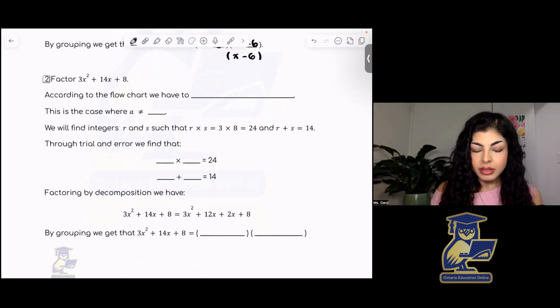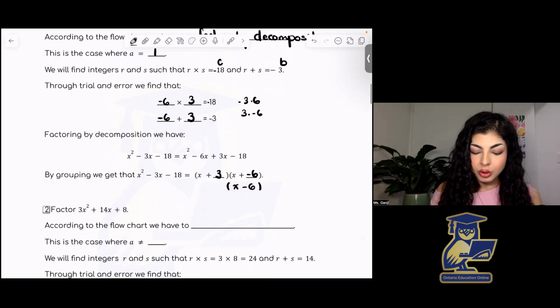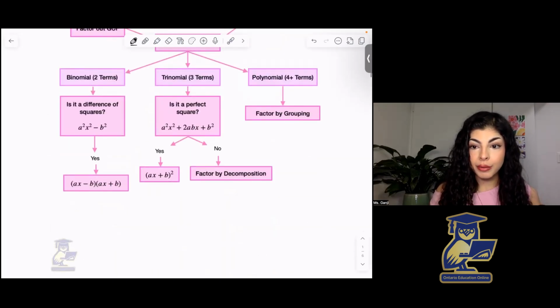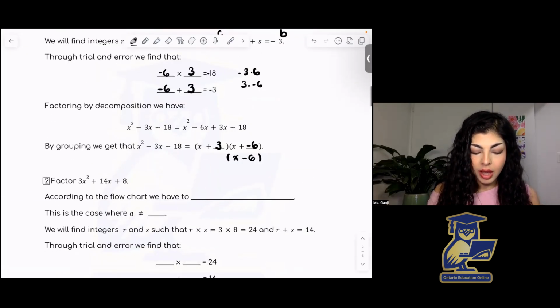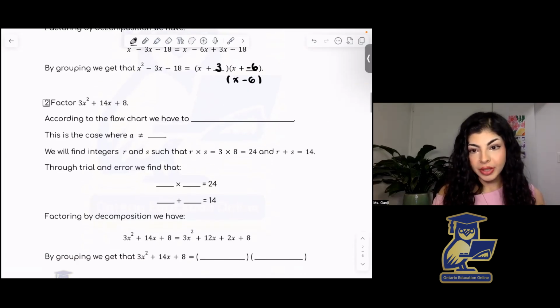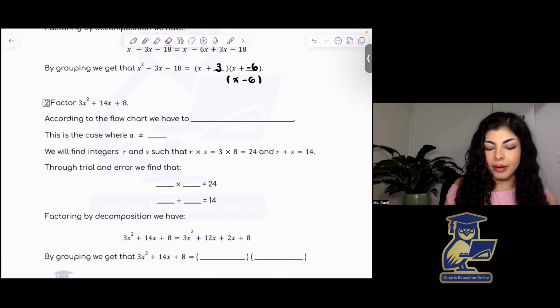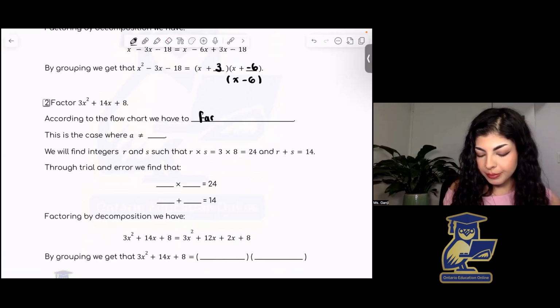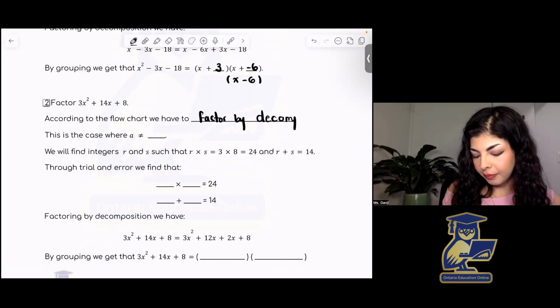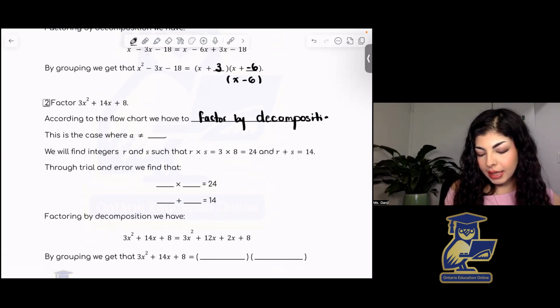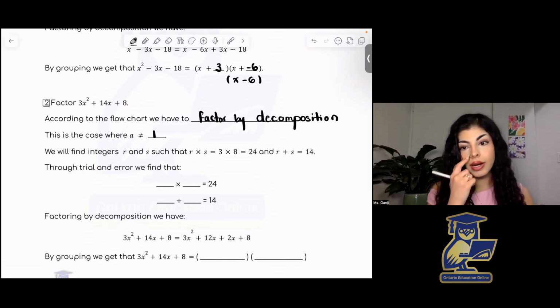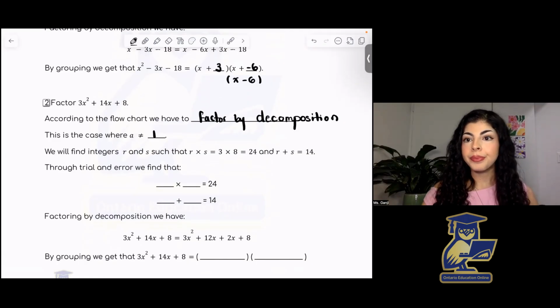Now, this is a type of polynomial, which is a trinomial because it has 3 terms. So the flowchart tells me to check, is it a perfect square? 3 is not a perfect square and 8 is not a perfect square. So this is not a case of a perfect square trinomial. So we have to, again, according to the flowchart, factor by decomposition. And this is the case where a is no longer equal to 1. Here, a is equal to 3.